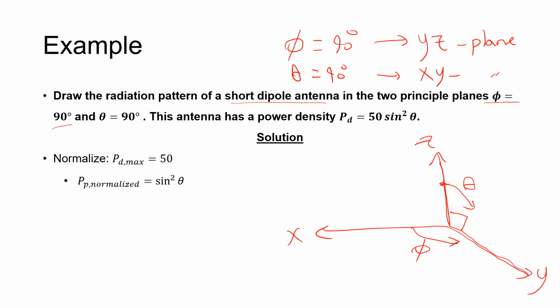So what is the first step? As I said in the previous slide, you just need to make normalization. So this is our power density. You need to find the maximum. Sine maximum is just 1. Then the maximum will be the magnitude of the sine here, so which is this one. Then we divide by it, and we will reach the normalized power density, equal to sine squared theta.